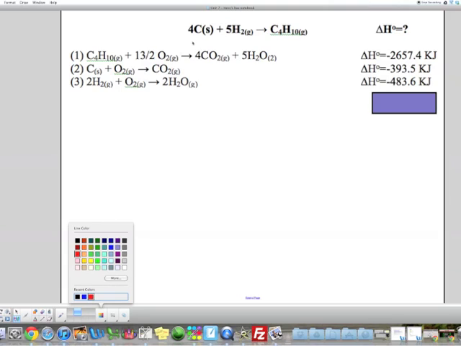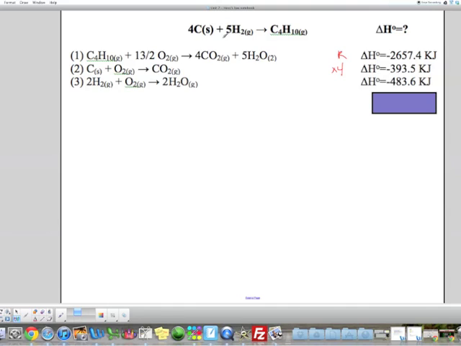Okay, I need C4H10. It's on the other side. Coefficients are the same. All right, so all I need to do here is reverse and not multiply. Next, I need carbon 4 times. It's not anywhere else but here. So this is on the correct side. It's on the reactant side, but I need it 4 times. That means I'm going to have to multiply this line by 4, but not reverse it.